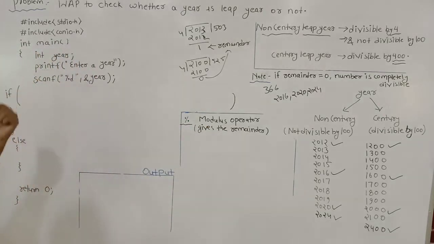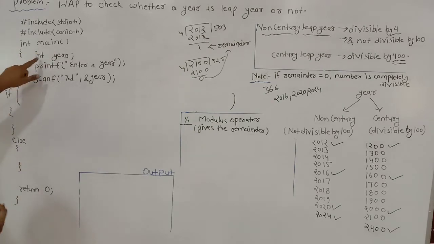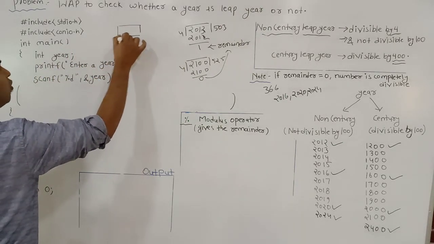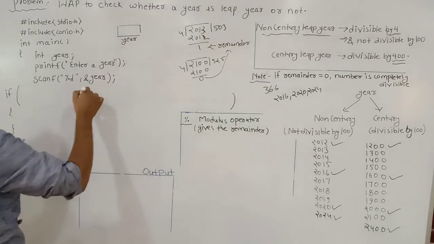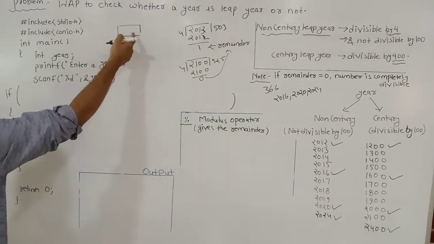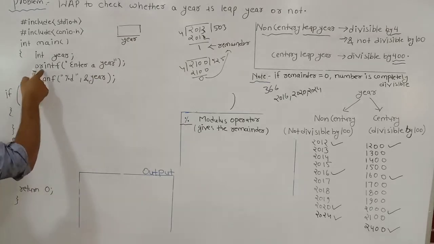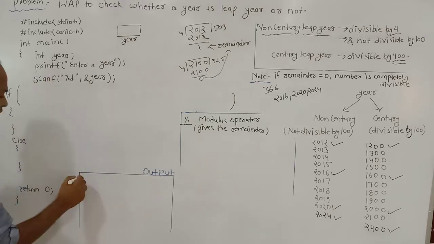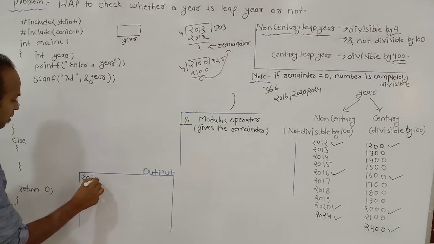So now write a program. Some part of the program I have already written here. First of all, we will include header files, then int main, then we will declare one variable in which we will store the year. When this line executes, one memory block will be occupied for year. Right now this variable doesn't have any value. In the next line we are printing enter a year. So it will print enter a year on our output screen. Suppose this is our output screen. Here the printf will print enter a year.